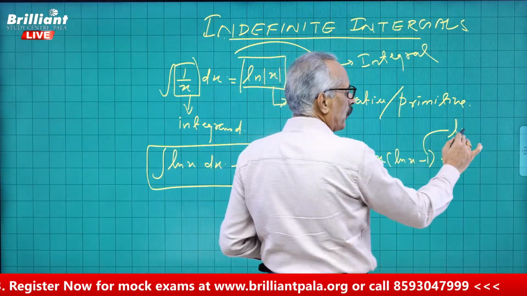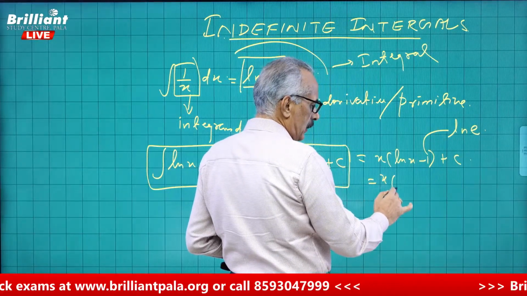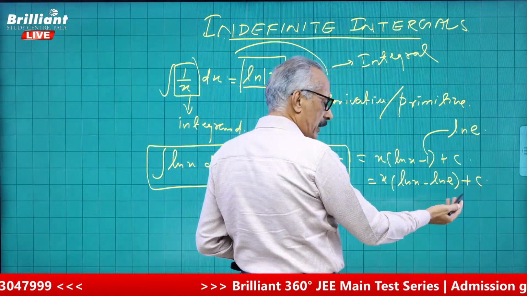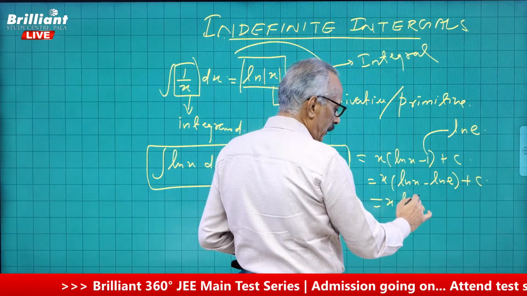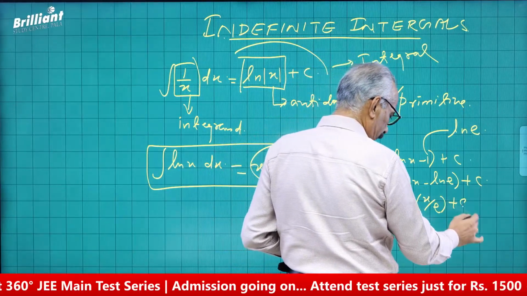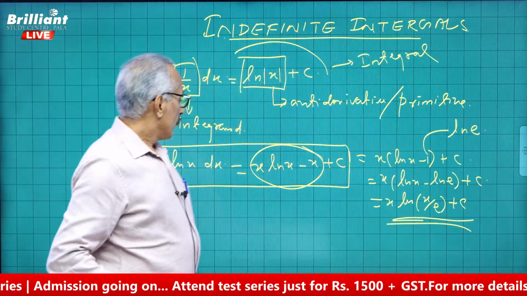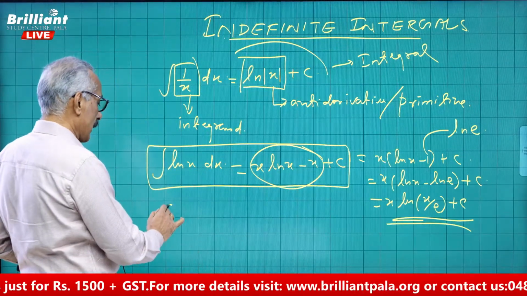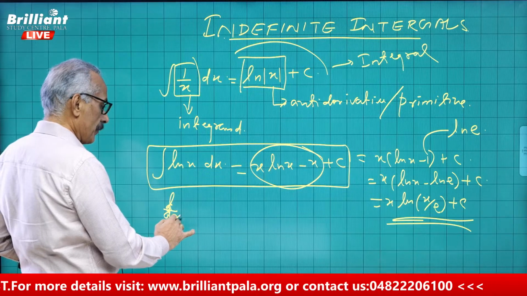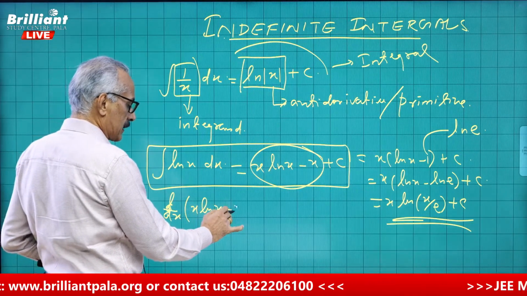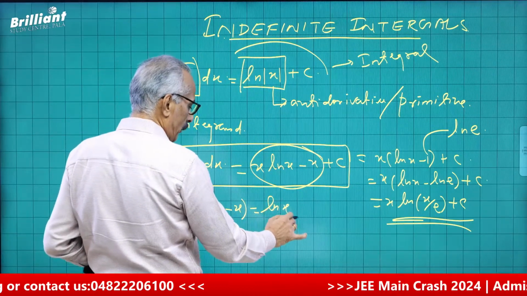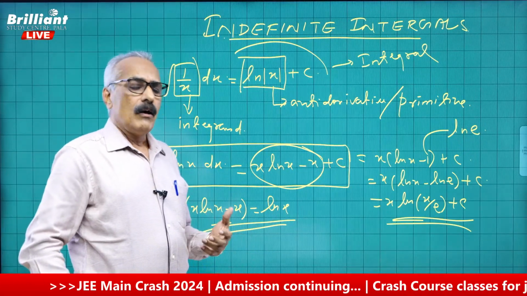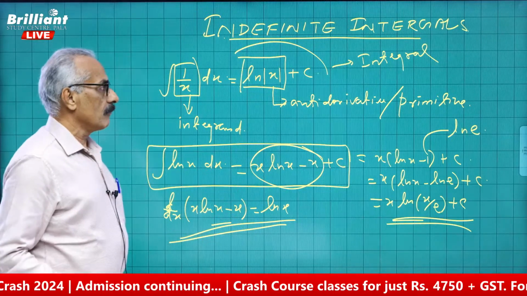This 1 is the natural log of e. Therefore, this is x into logarithm of x minus logarithm of e plus c. Now, you know log a minus log b, so that is x into logarithm of x by e plus c. Therefore, the antiderivative of log x is x log x minus x. Similarly, d by dx of x log x minus x gives log x. The derivative of the antiderivative or integral will be the function itself, the integrand.